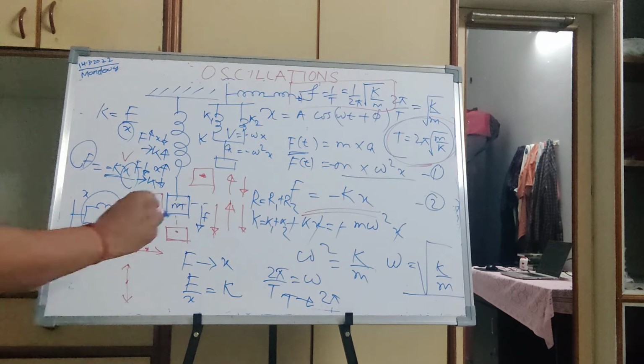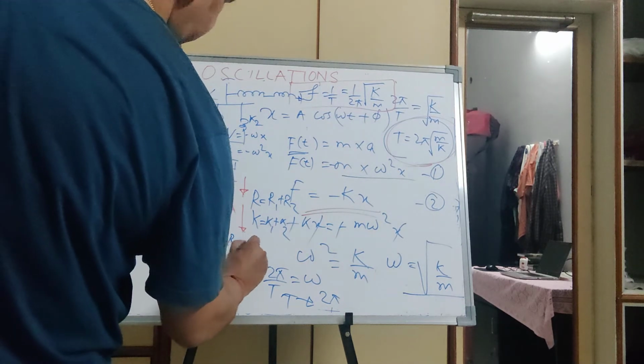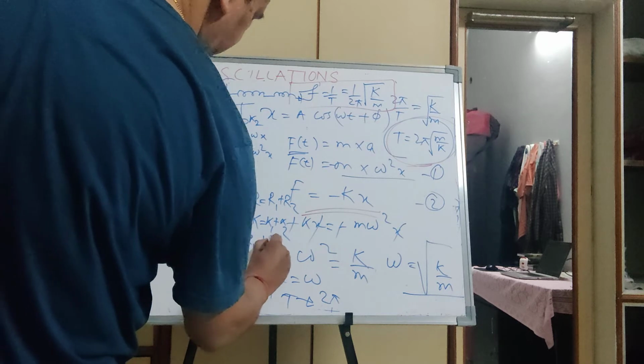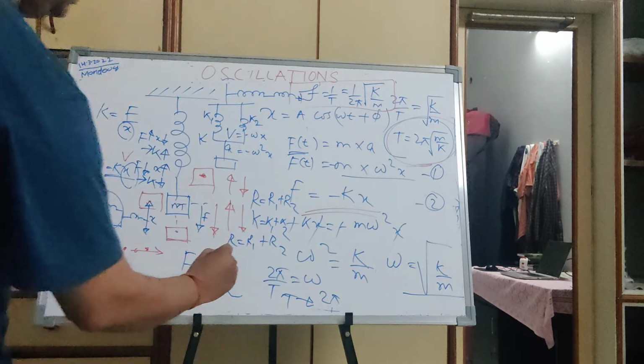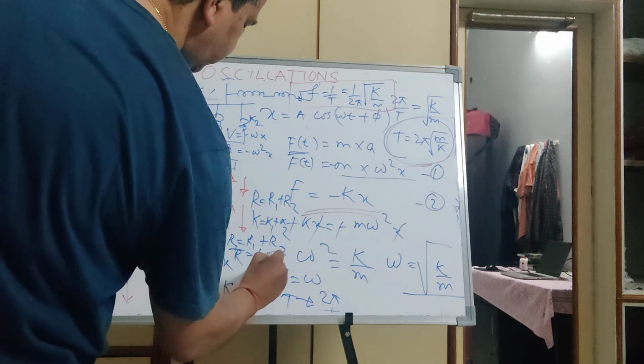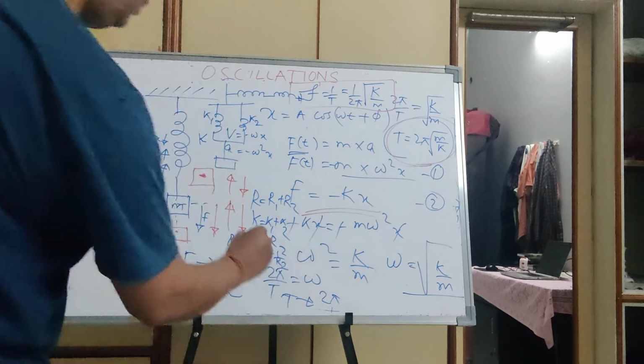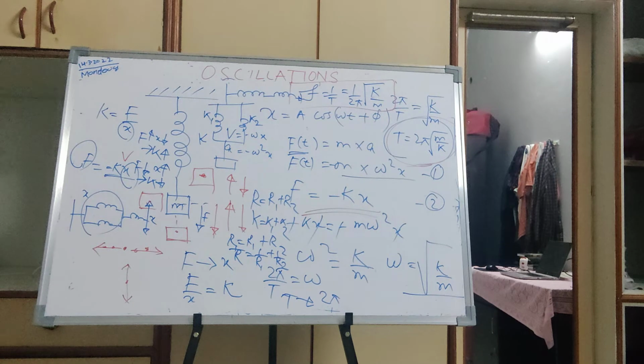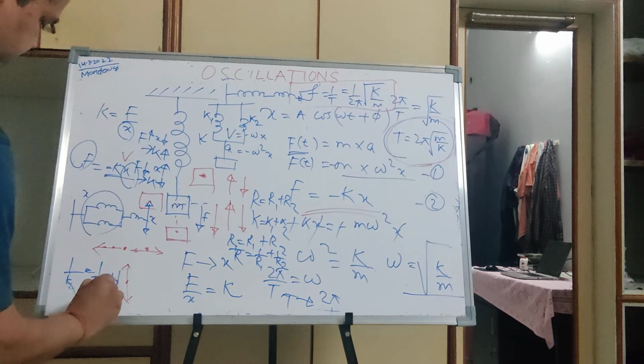Okay. So the resistance in series is R1 plus R2, and resistance in parallel is nothing but 1 by R equal to 1 by R1 plus 1 by R2. So if you know this equation, you can find out the equivalent resistance. Similarly, for springs in series it is 1 by K equal to 1 by K1 plus 1 by K2.